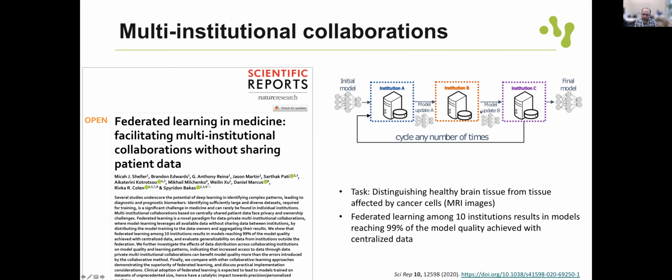No data is transferred, only incremental updates, in a way that preserves privacy. And Andreas will talk more about this later. This was for working on MRI images for distinguishing healthy brain tissues from tissues affected by cancer cells.